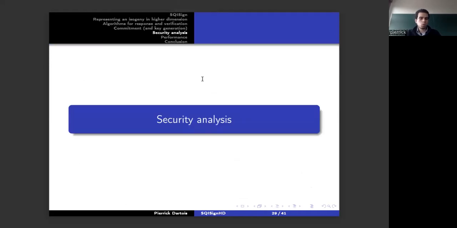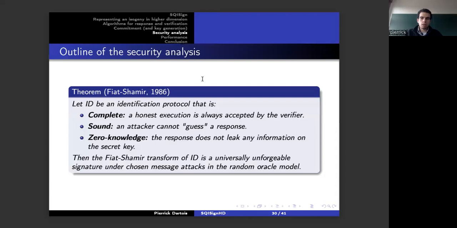So now we can introduce the security analysis of SQISignHD with this construction. Recall that the digital signature that we have is obtained via the Fiat-Shamir transform. By Fiat-Shamir, we get a secure signature, namely universally unforgeable under chosen message attacks in the random oracle model, if it is complete, meaning if the protocol is well constructed. So we did everything for it to be well constructed.